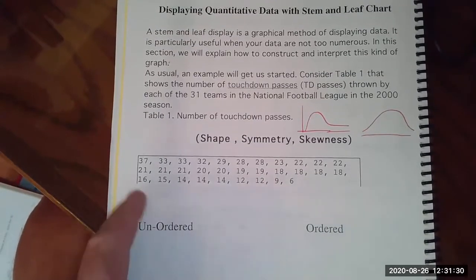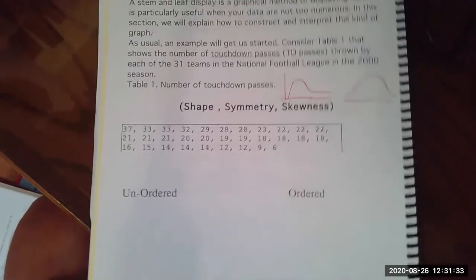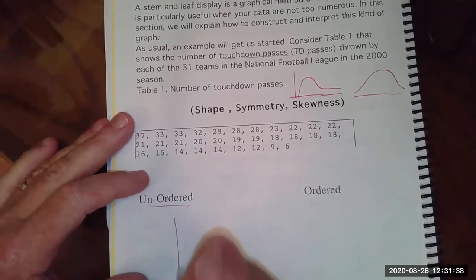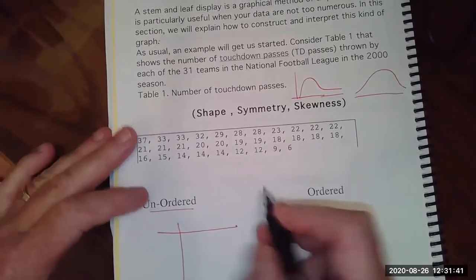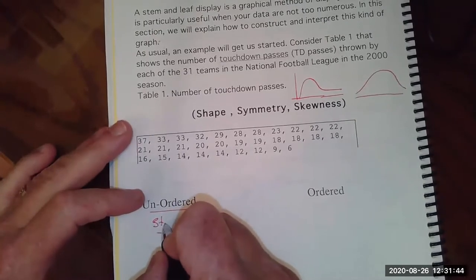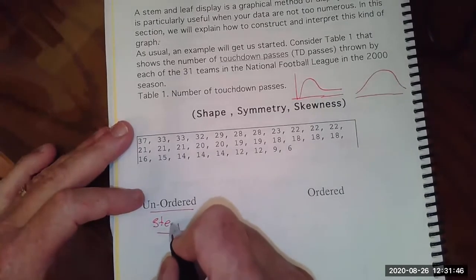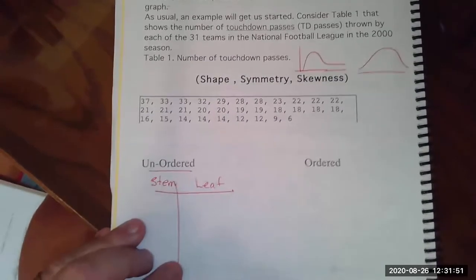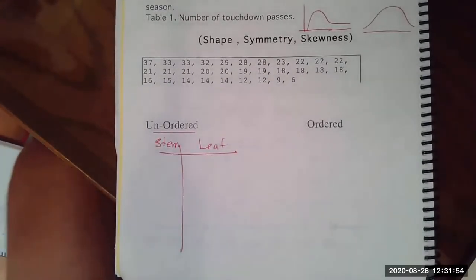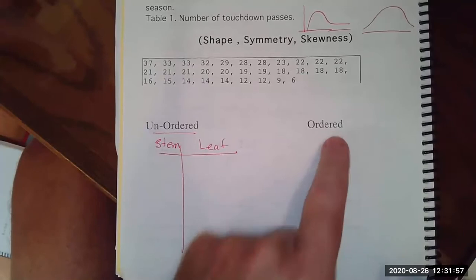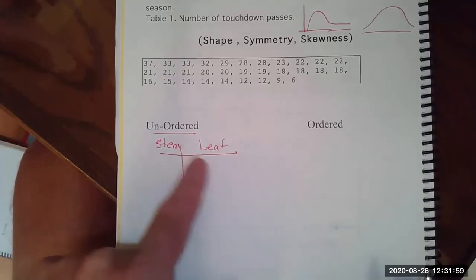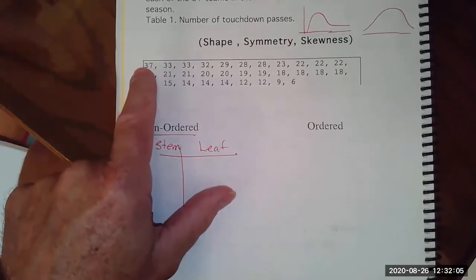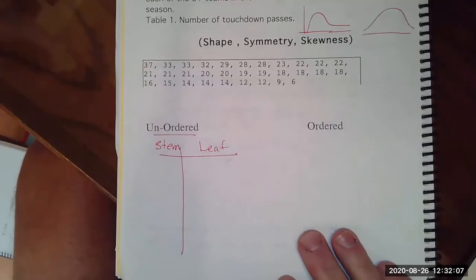And for us, the stem is going to be the tens digit. So if I did this, it's called unordered. If I did a tens digit, this is called the stem. And this is called the leaf or the leaves. And then eventually you want it to be ordered. So the way I do the stem and leaf, there's not a lot of data right here, but what I'll do is read from left to right, top to bottom. That's how I read.